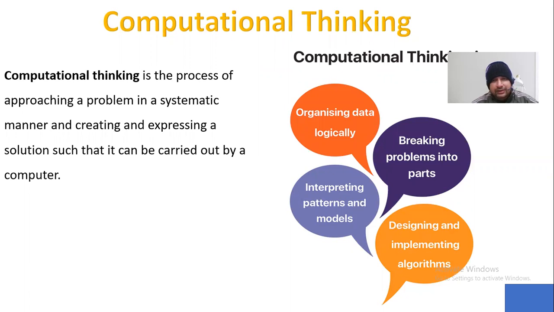How exactly do we deal with computational thinking? Whenever you have a problem, you always organize the data logically. Then you break the entire problem into parts. You interpret the patterns and modules of that particular problem, or the solution related to the problem, and then you design and implement the algorithm. The next phase is to write the program, test it, debug it, and implement it.